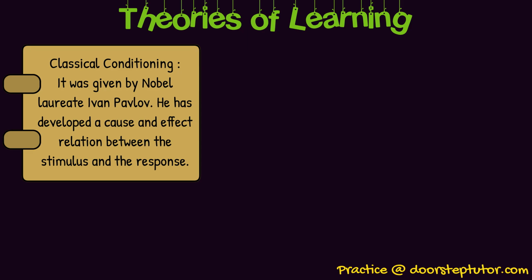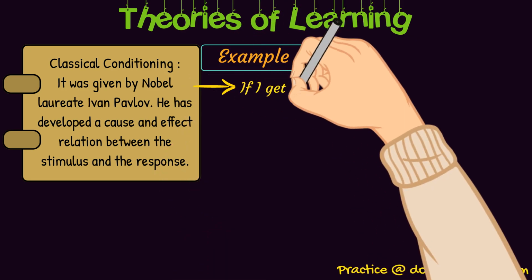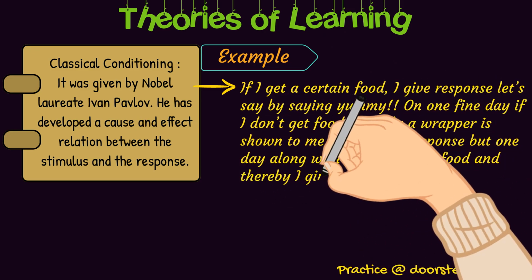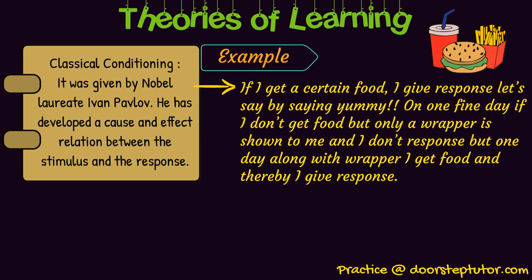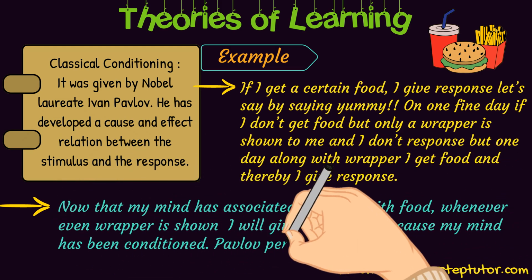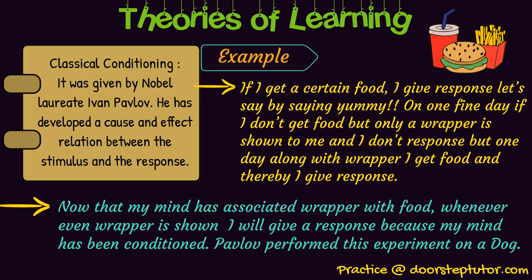Let us understand this through an example. Let's say if I get a certain food every day, I give a response by saying yummy. On one fine day, if I don't get the food, but only a wrapper is shown to me, I don't respond. But one fine day, along with the wrapper, I get food. Basically, after unwrapping the wrapper, I get food and thereby I give a response. So now my mind has associated the wrapper with food, that is, each time the wrapper is opened, I will be getting the food. So whenever any wrapper is shown or is being unwrapped, I will give a response because my mind has been conditioned. My mind has been trained for the same thing. So Pavlov basically did the same thing with a dog.